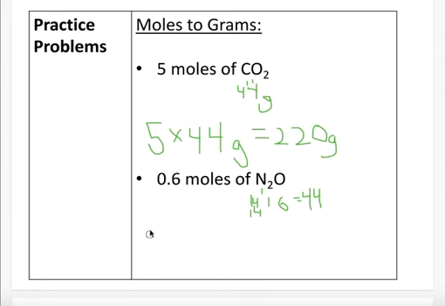Fantastic, right? So I'm going to do 0.6 moles times the molar mass, which is 44 grams. All right, please excuse my incredibly slow writing. Again, not very good at writing on the computer. Now, if I put that in the calculator, I'm going to get 0.6 times 44, which is 26.4. So 26.4 grams is equivalent to 0.6 moles. Okay, so that's my answer.